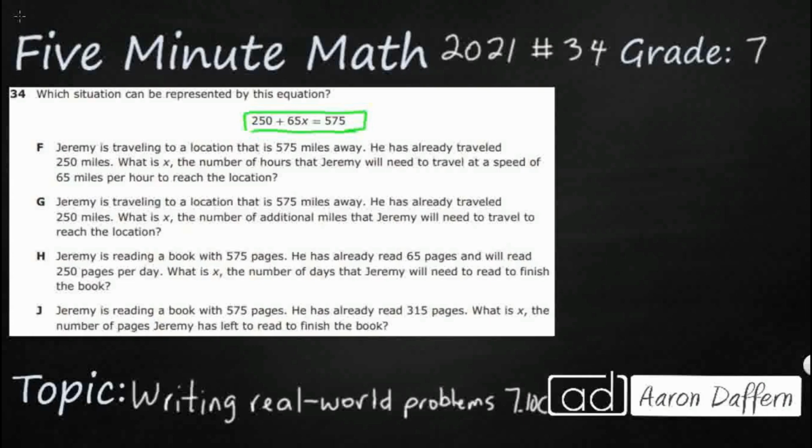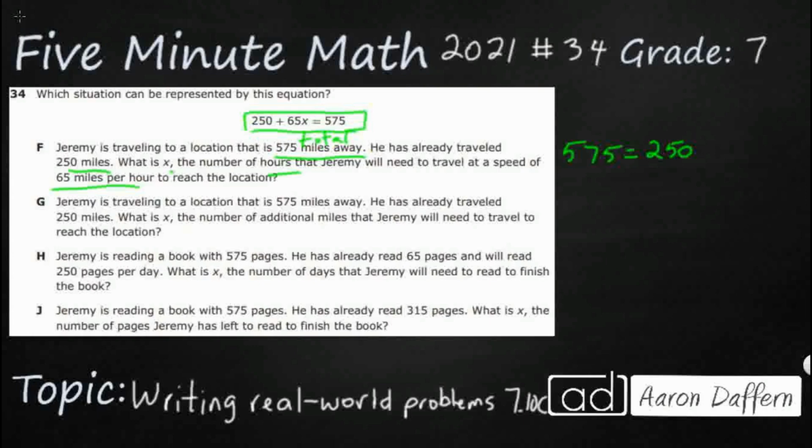So Jeremy is traveling to a location that is 575 miles away. He's already traveled 250. What is x? The number of hours that he will need to travel at a speed of 65 miles per hour. So this goes with hours. So it looks like this 575 is kind of acting like our total. So I'm going to put that on one side of my equation. So I'm trying to get up to that total of 575 miles. I've already traveled 250, so that's just a number all by itself here, just a constant.